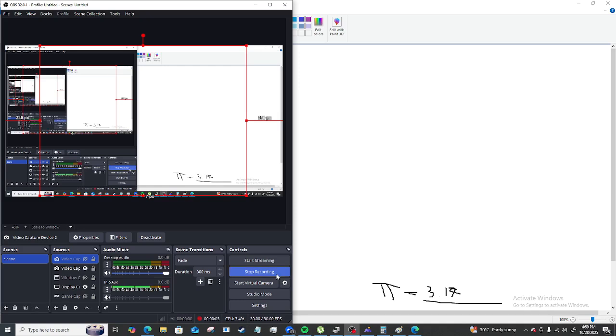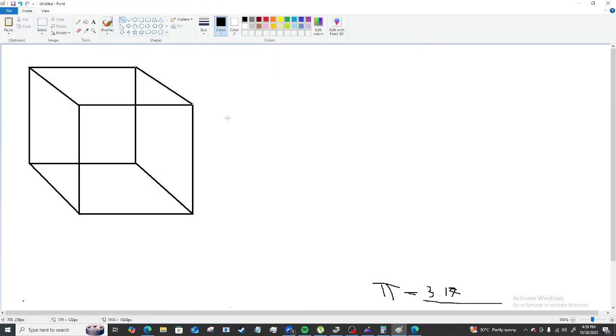We will be solving volume for the cube. Yes, we will be solving volume for the cube. Let's see.